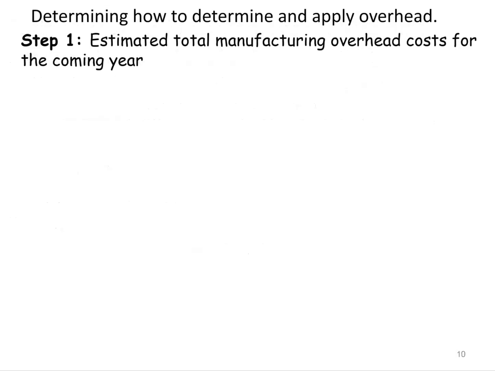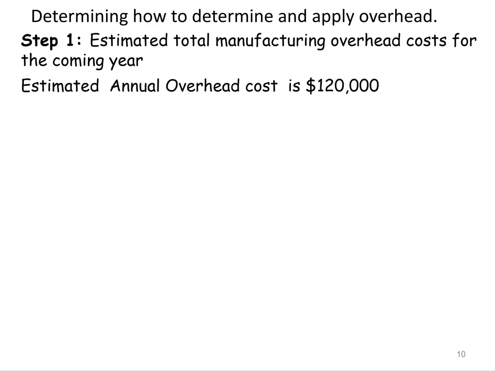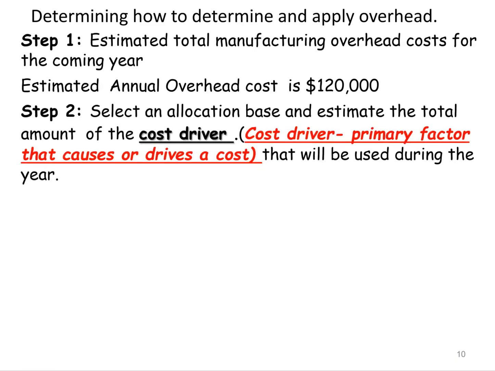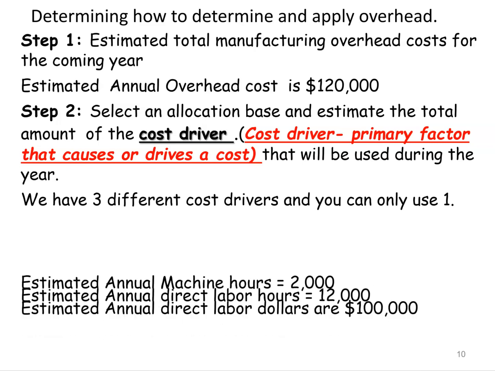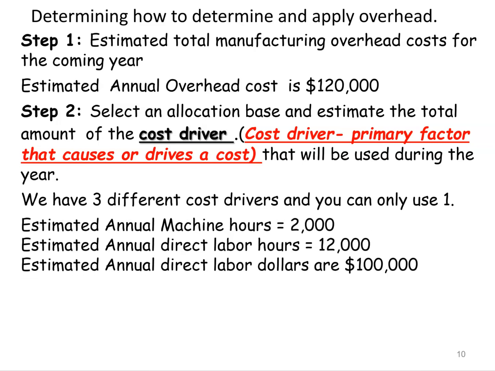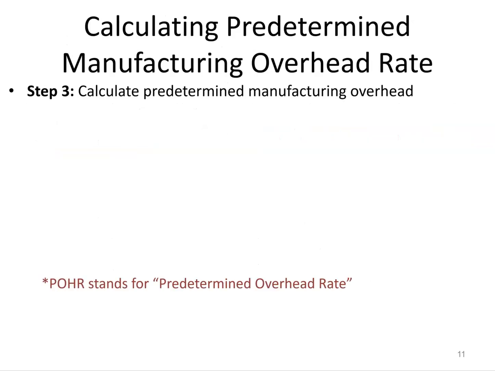So step one, we determine the overhead rate. We know what the estimated annual overhead costs are. We know this is the beginning of the year. We do a budget. And then we allocate, and again, it's always based on a cost driver. And in our case, we have a choice. We can either use estimated annual machine hours, estimated annual direct labor hours or estimated annual direct labor dollars.